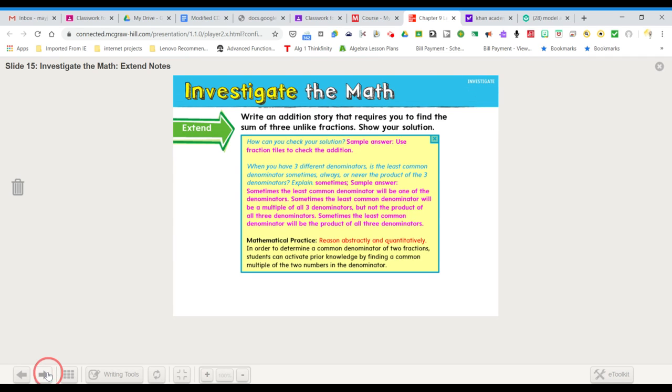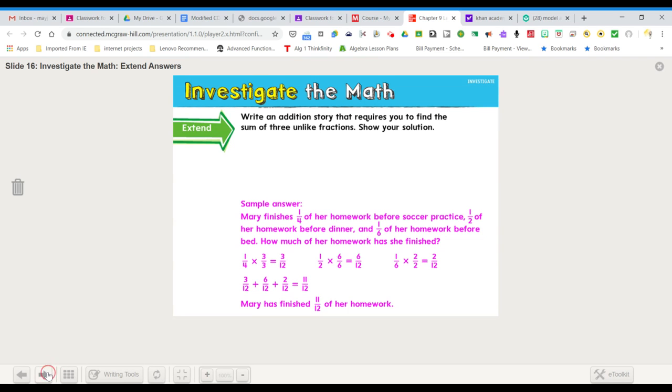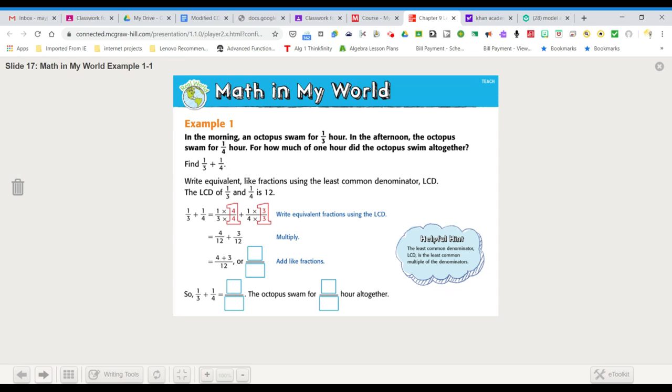We're going to skip ahead a little bit and get to the math in my world. Example 1. In the morning, an octopus swam for 1/3 hour. In the afternoon, the octopus swam for 1/4 hour. For how much of 1 hour did the octopus swim altogether?